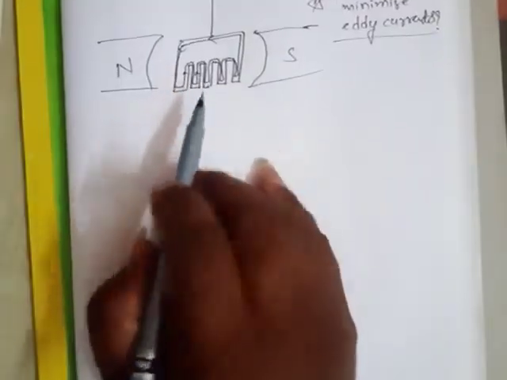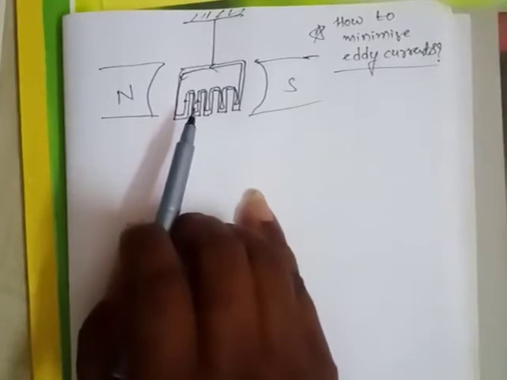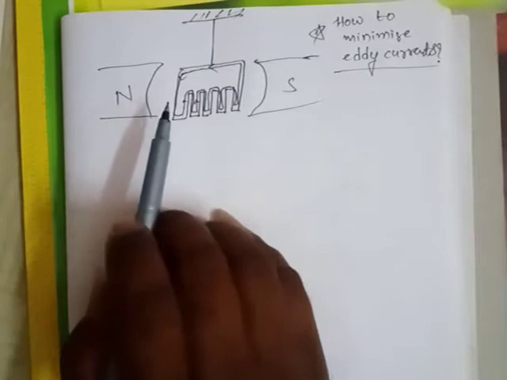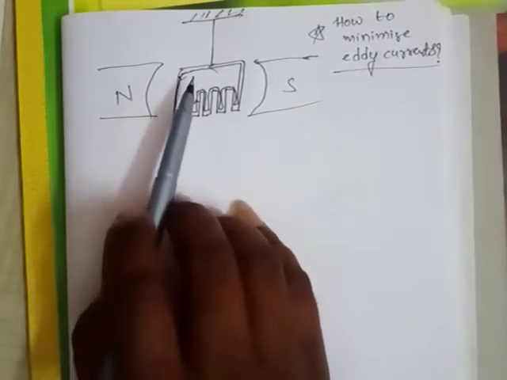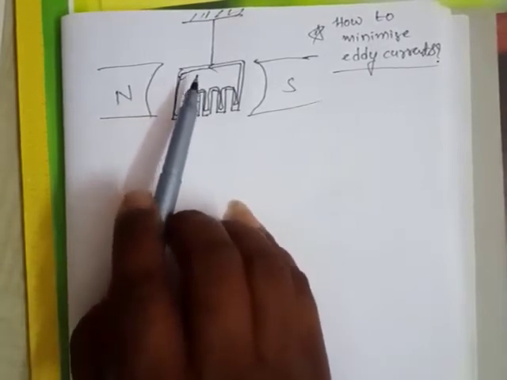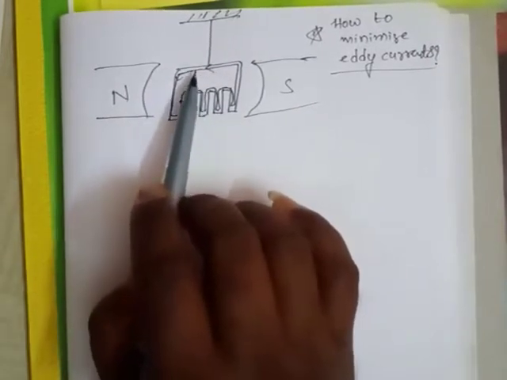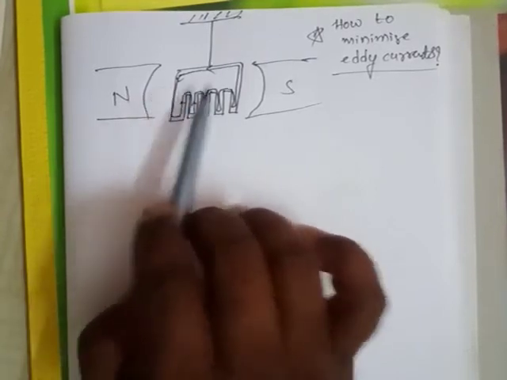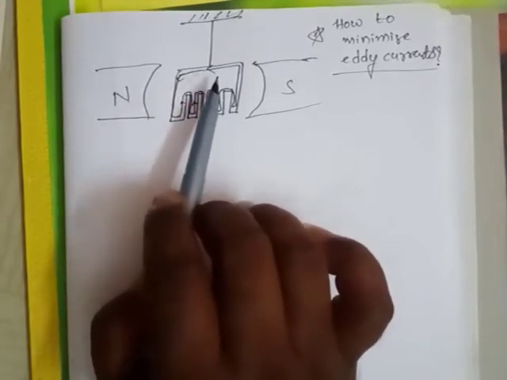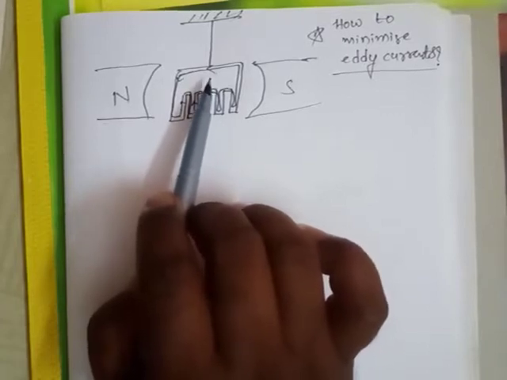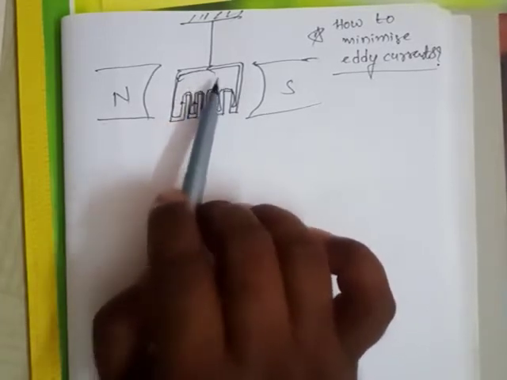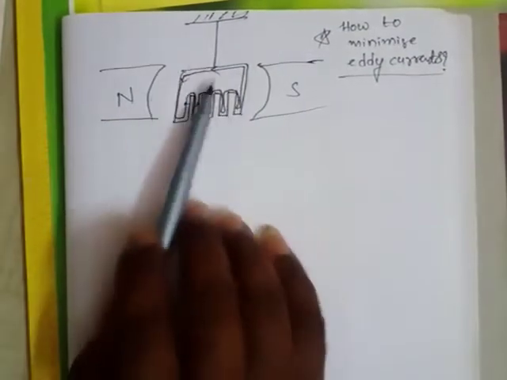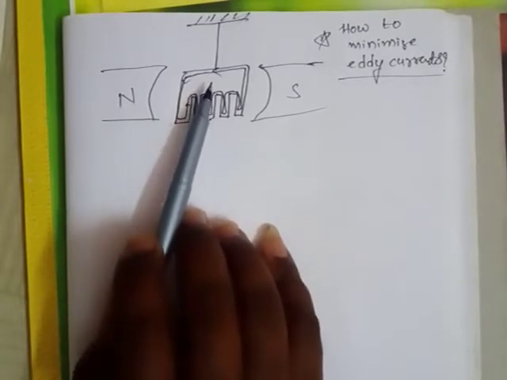Dear students, in the previous lecture we have seen two experiments performed by Foucault: how eddy currents are produced, and second, the electromagnetic damping we have observed. What is electromagnetic damping? Instead of the free oscillation of this metallic plate, there is some opposition due to the change in the flux. That's why eddy currents are produced. The eddy currents are produced in such a way that, according to Lenz's law, they oppose the increase in flux. So that's why the metallic plate will soon come to rest.